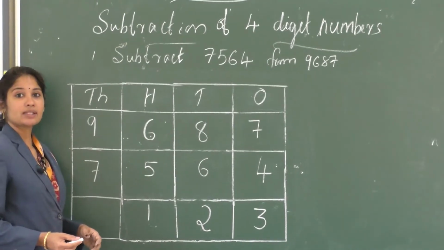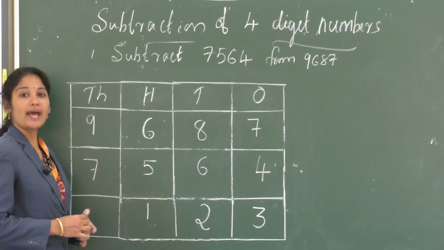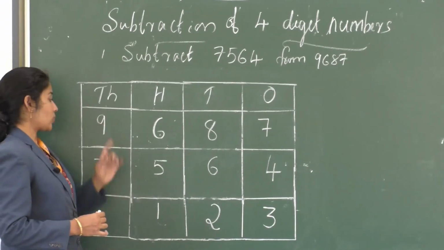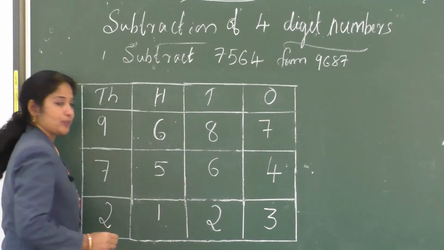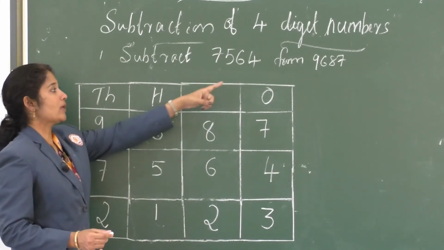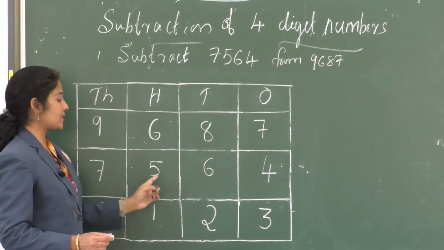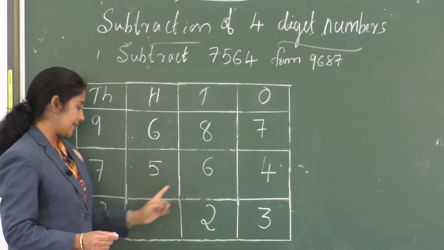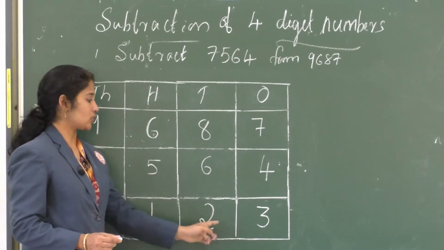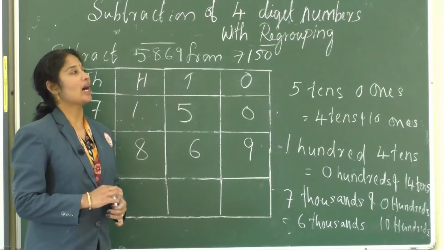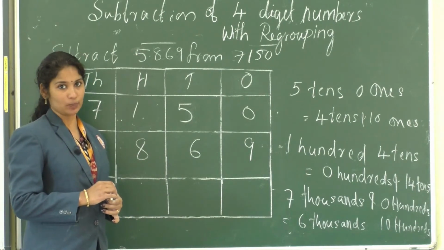Next which place? Yes, thousands place. We have 9 and 7. So 9 minus 7 is equal to 2. Thus 9,687 minus 7,564 is equal to 2,123.